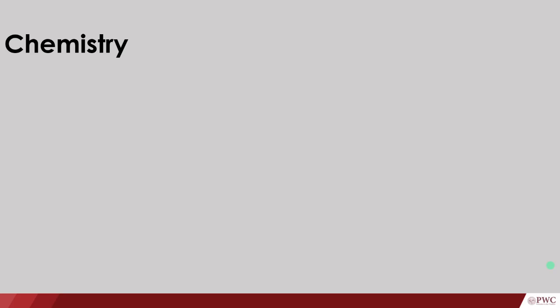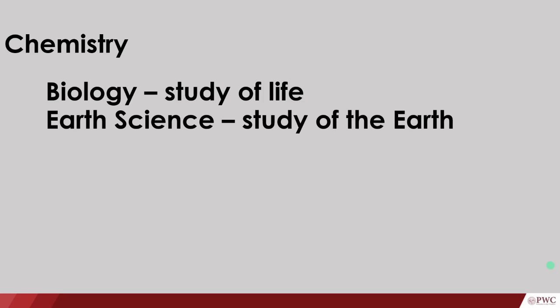Of course, chemistry is one of the fields in science. Other fields in science are biology and earth science. Biology is the study of life. Earth science is the study of the earth. So here, their definitions are simple and direct. From these definitions, it's already very obvious what to expect to learn on these subjects.